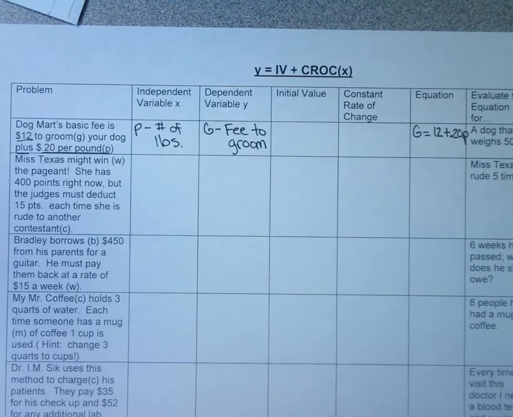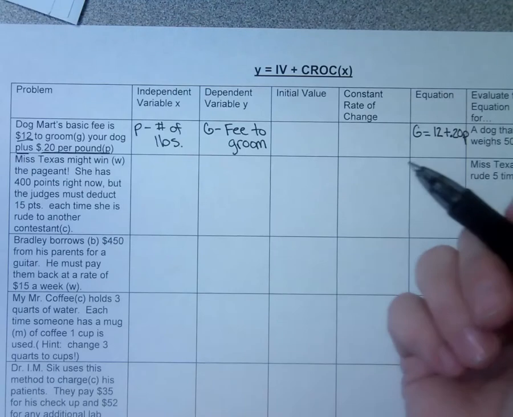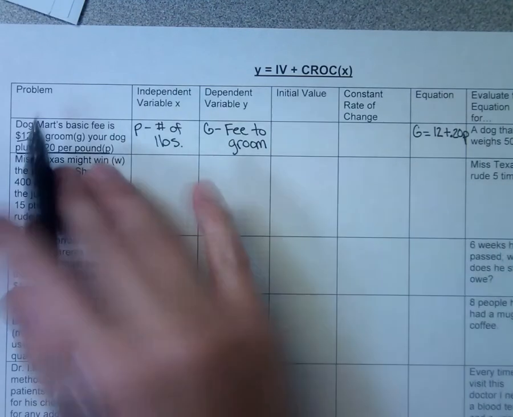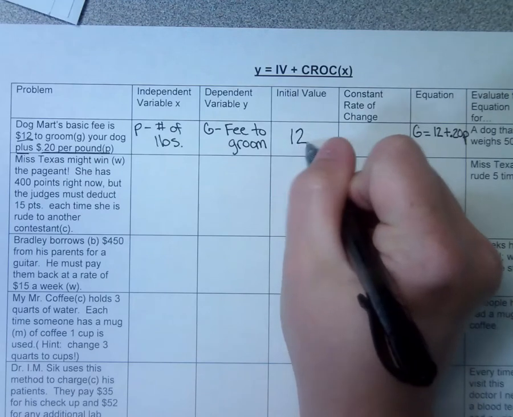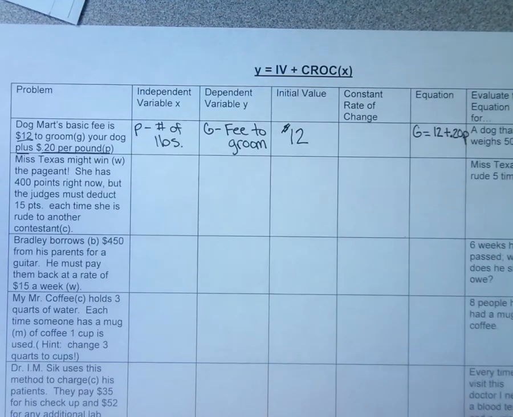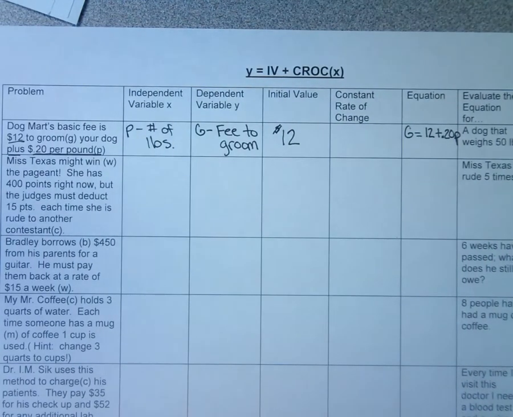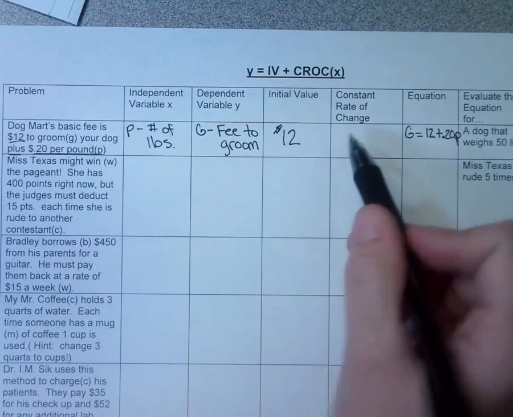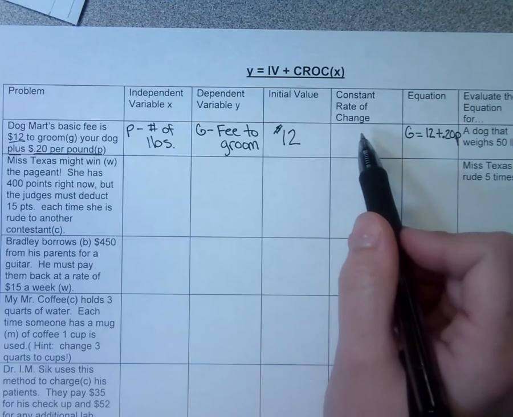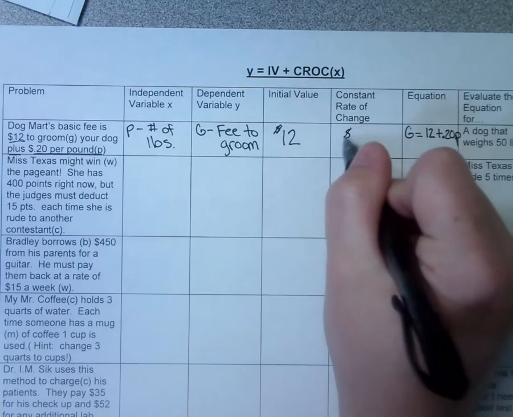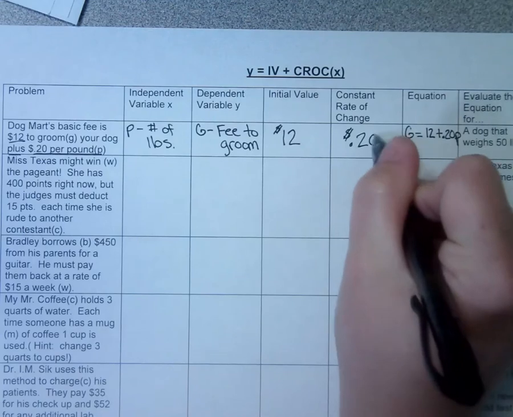Okay, the initial value is what we have to start paying no matter what. And we have to pay $12 just to groom the dog. Doesn't matter what they pay. And the constant rate of change is something we have to keep doing over and over again. Well, we have to pay 20 cents every single pound that the dog weighs. So that 20 cents would be the constant rate of change.